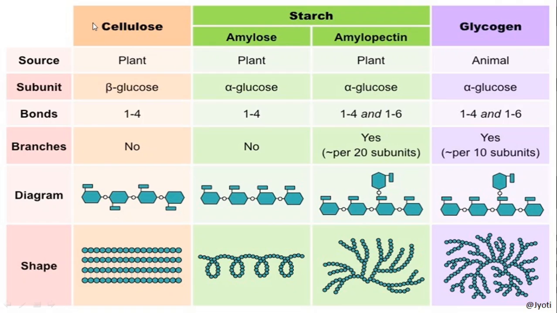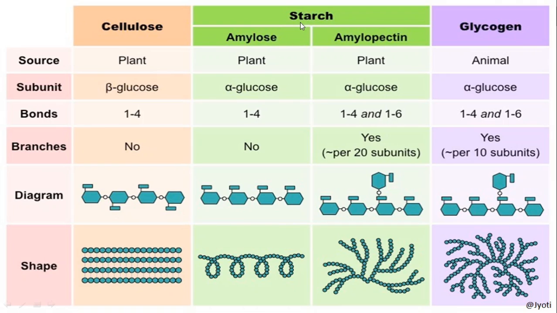One is cellulose, I have already told you where it is present abundantly. Then starch, it is the stored food material in plants. Glycogen is the stored food material in animals. Now, the source I have already told you, cellulose is there in the plant. Then amylose and amylopectin. So the starch can be divided into two types, that is amylose and amylopectin.